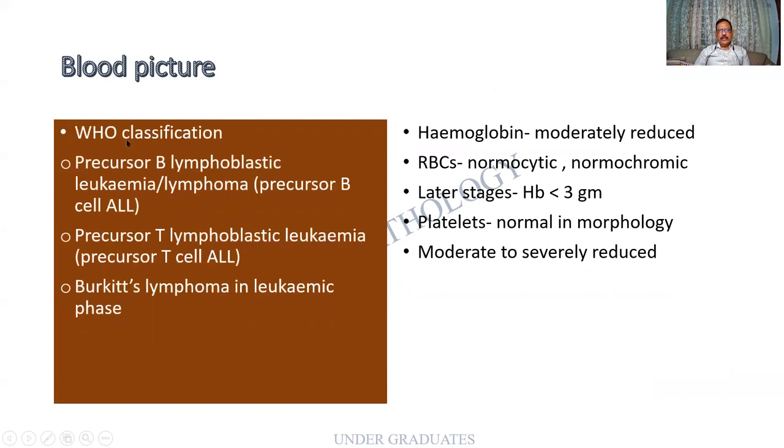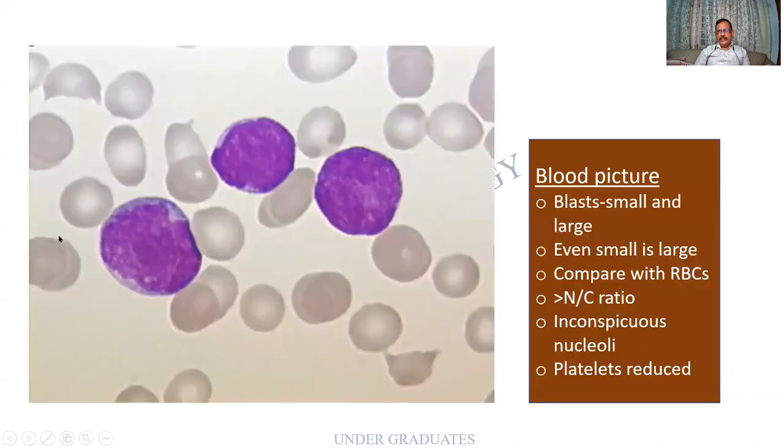There is another classification called the WHO classification, which I would like you people to write. Precursor B lymphoblastic, precursor T lymphoblastic, and the Burkitt's lymphoma. There are the three types which you people will have to mention. Write both the classifications. And coming to the blood picture, this is what I said I did not mention.